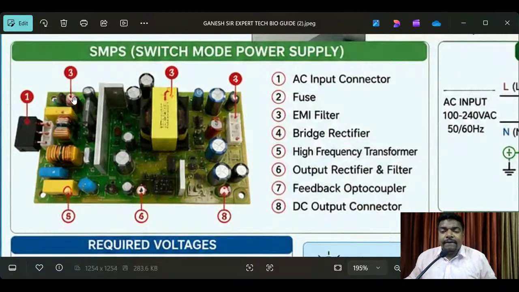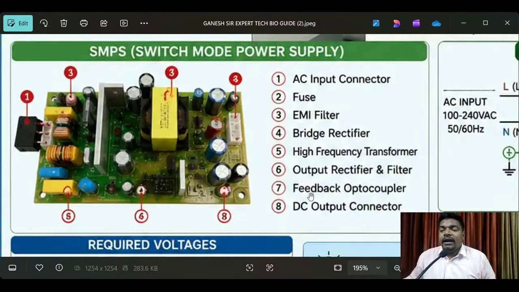See here, these are the minute components. These are the electronic components. That's why I'm saying every electronics-based medical equipment is manufactured based on engineering principles. That's why we have to study very clearly. Without study, you should not touch the medical equipment. It is going to affect your life.